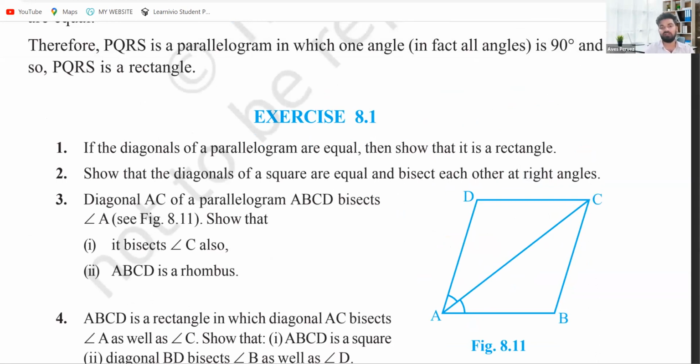We have also written that there are three conditions by which we can prove a parallelogram is a rectangle. One is prove vertex angle 90 degrees, another is prove diagonals equal. So we need to prove this one. Do question number one and note it down: if the diagonals of a parallelogram are equal, then show that it is a rectangle.